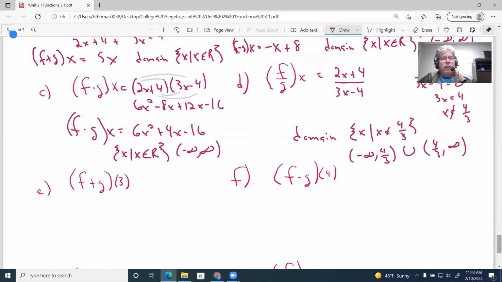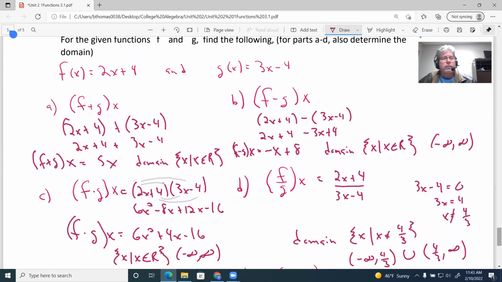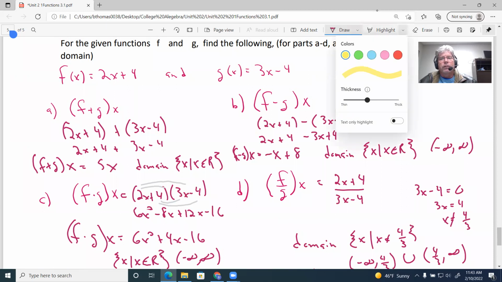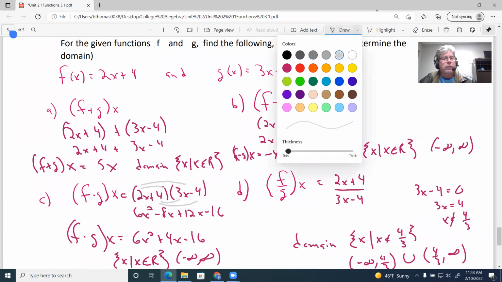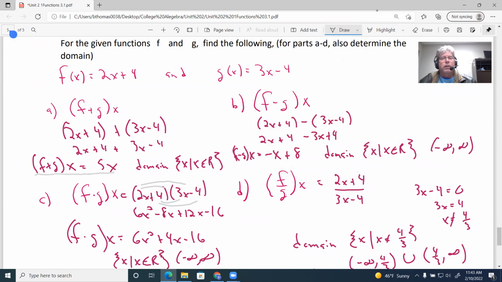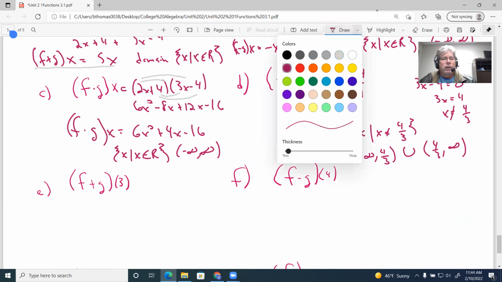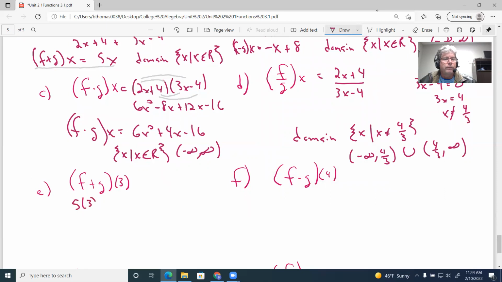Now f plus g of 3 basically means I go up here to the function. Notice f plus g of x was this 5x. So to do f plus g of 3, what I'm doing is just 5 times 3, since that's what f plus g of x was, 5 times x. So 5 times 3 becomes 15. So f plus g of 3 is simply 15.